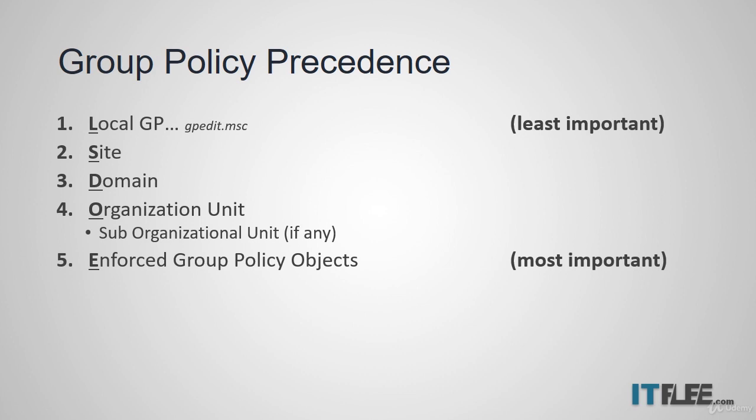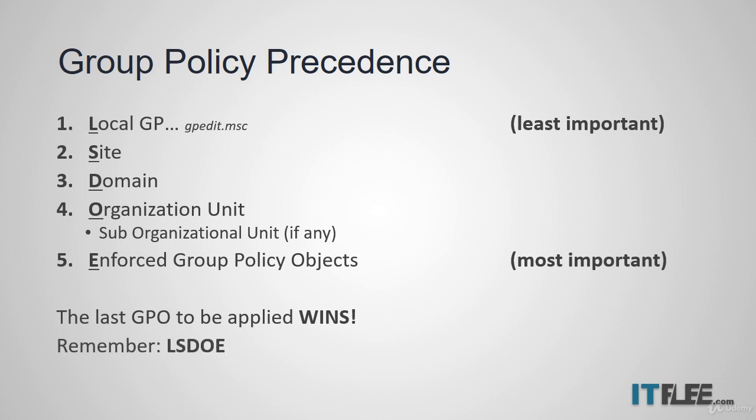So just a quick recap, you start with local, that's the least important GPO because it's the first one that is computed. You end with enforced group policy objects. So if there are conflicting settings between the local and the enforced, since the enforced group policy objects will be run last, they will take precedence. So remember, the last GPO to be applied always wins. Now you can remember this order by remembering the acronym LSDOE. So it stands for local, site, domain, OU, and enforced.